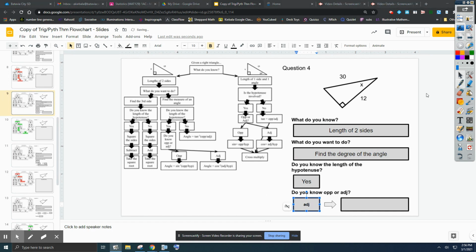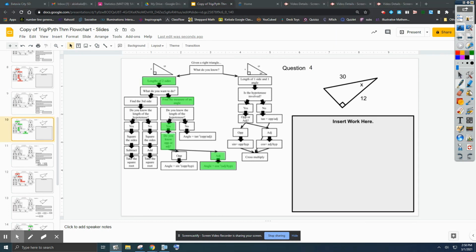So if we follow the flowchart, length of two sides, find the measure of an angle, we know the hypotenuse and we know adjacent, so we're going to use the inverse of cosine. And again, to get that superscript, I hit control and then the period, and that makes it a superscript. I hit control and then that same button again to bring it back down into regular format.